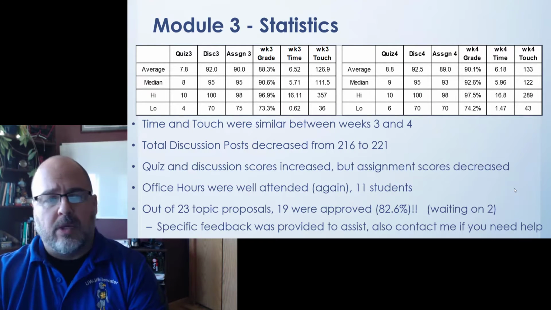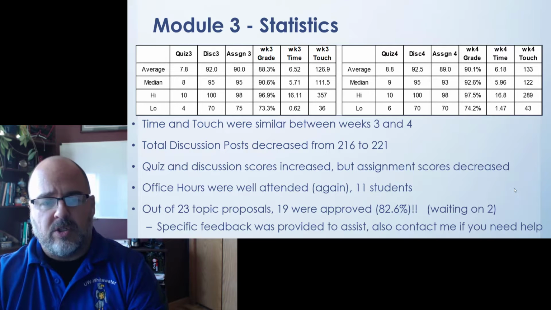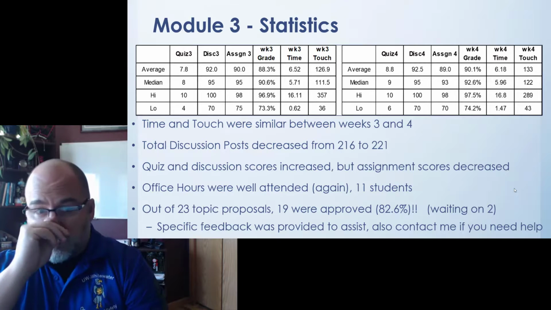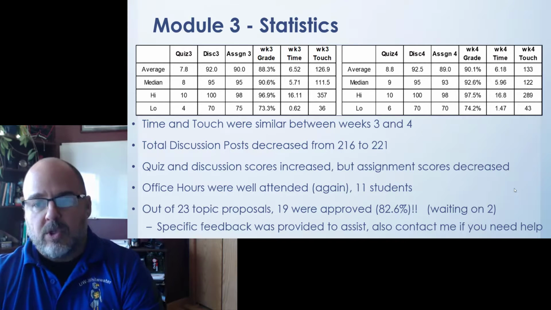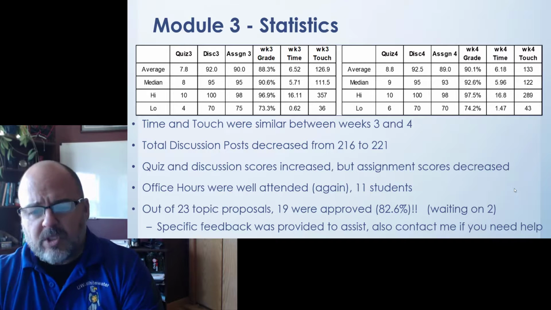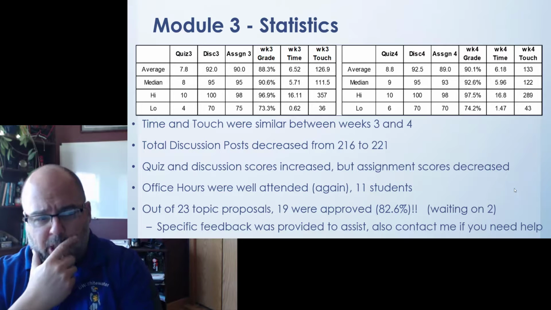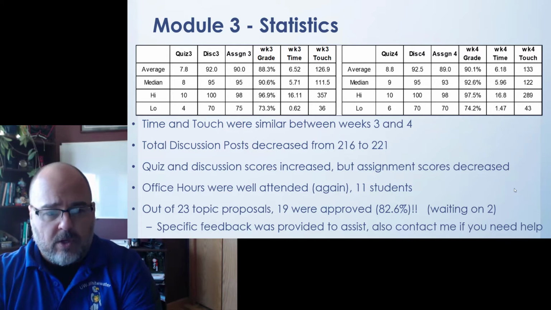Digging right into the performance, comparing week 3 on the left to week 4 on the right. Not much of a change between the stats for time and touches on the Canvas site. The discussion board posts increased a little bit, but pretty much the same. The quiz and discussion scores did increase, so slightly, but they did. So the overall grade, assignment scores decreased just a touch. So still doing very good.